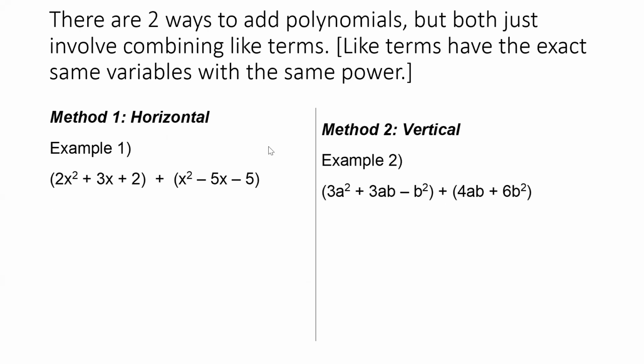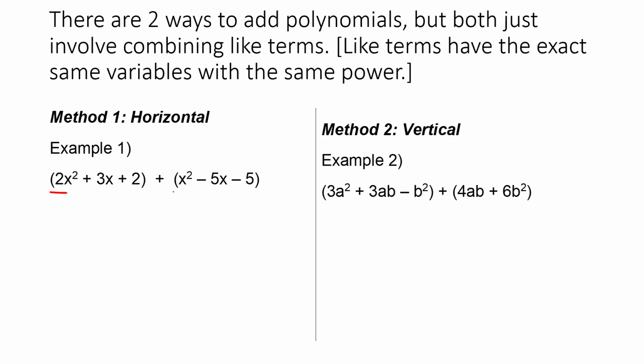Adding polynomials. So adding polynomials is essentially just combining like terms. All we're doing is combining like terms. Remember, like terms have the exact same variables with the same power. There are two visual ways of solving this. Method number one involves you just simply going horizontal. Horizontally means you just look and see what are the like terms.